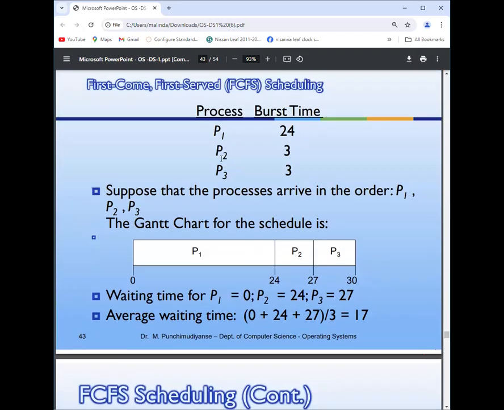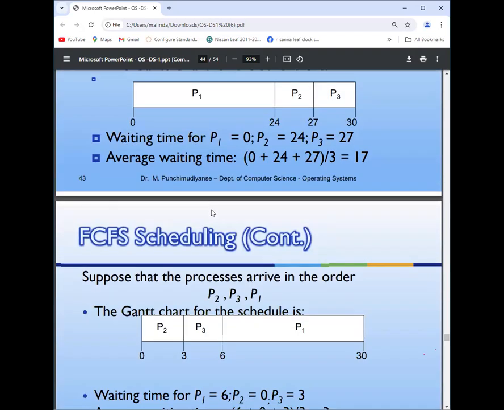Right? So P2 came first, so P2 is drawn first, from 0 to 3 milliseconds. And then P3 came, again 3 milliseconds of time needed, so 3 to 6. And finally P1 came. P1 is 24, so from 6 to 30, we draw the Gantt chart again.